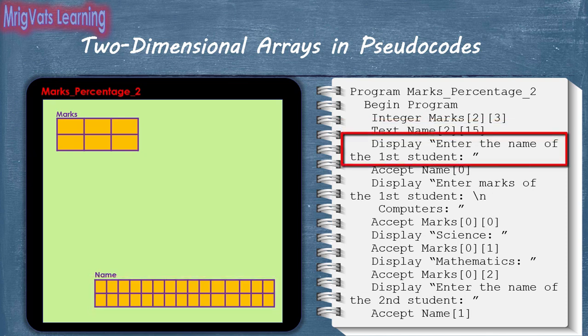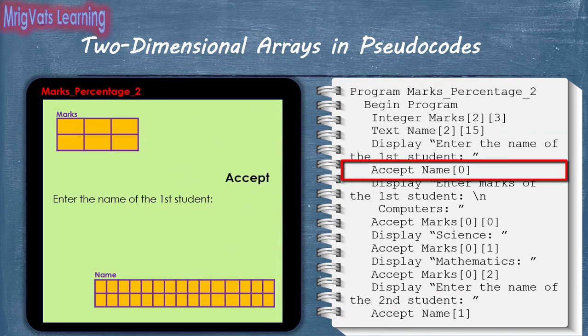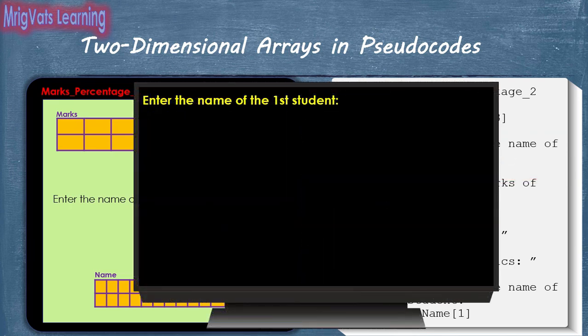When the display statement is run, the program writes the enter the name of the first student text in the memory allocated for the program. The display statement takes the text as an input and displays it on the virtual display board. When the accept statement is run, the program waits for the user to enter a value.